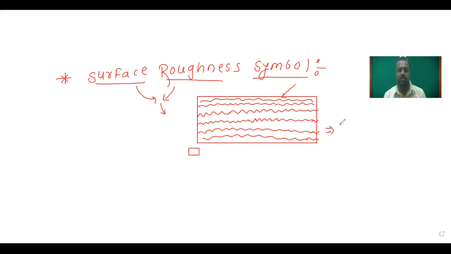Okay, that value will be in microns. Suppose that value is 15 micron, 12 micron, 6 micron, it may be 0.2 micron, like this. See, 15 micron will be a rough surface. We can say it is a rough surface. Again, if that value is decreasing, then it is smooth, like this. Okay, see, this is called the surface roughness.